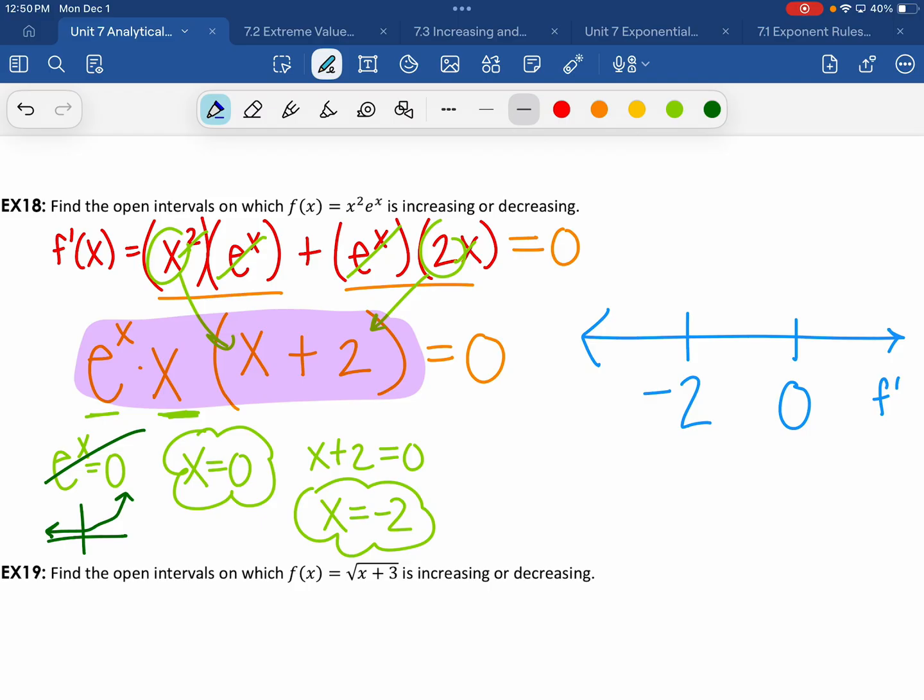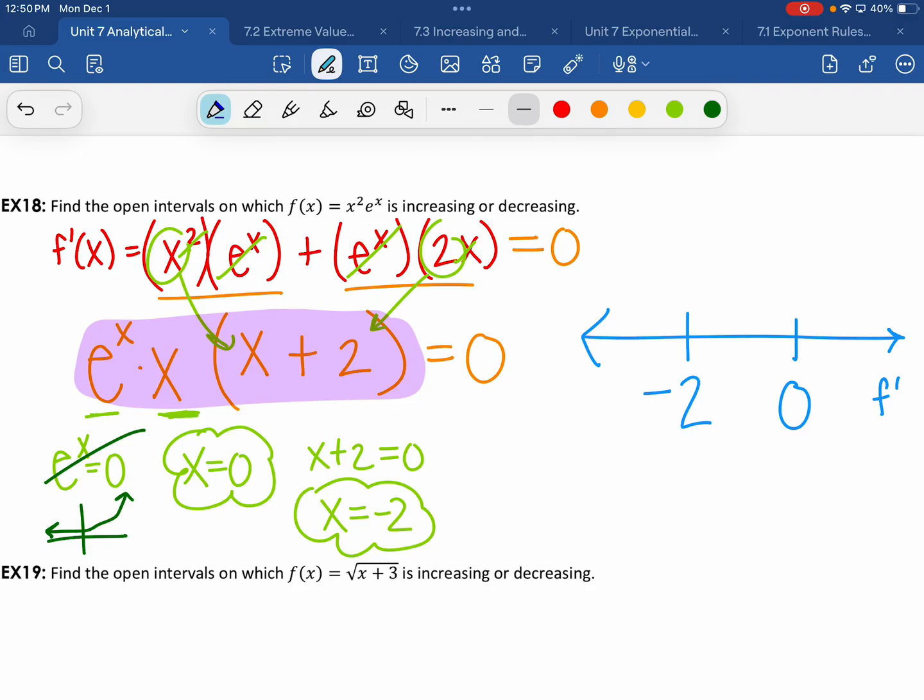Okay, so let's talk about the e to the x real fast. No matter what you plug into x, whether it's positive or negative, the e to the x is always positive. And if you look at the graph, it's always positive. That's why it never hits 0. So since it's always positive, I don't even care about the e to the x, because it's not going to change. So I'm really just worried about the x and the x plus 2.